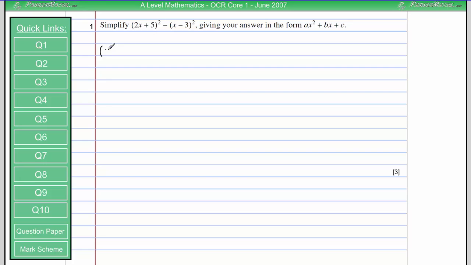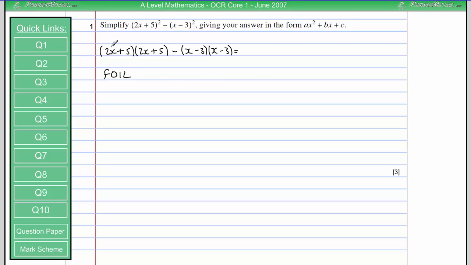So I'm going to rewrite (2x + 5)² as 2x + 5 in one bracket next to another bracket that's identical. We'll do the same thing for (x − 3)², so x − 3 in a bracket multiplied by x − 3. And this might make it easier to see how to expand these brackets. So I'm going to use FOIL to expand these, so F-O-I-L, and that means first, outer, inner, last.